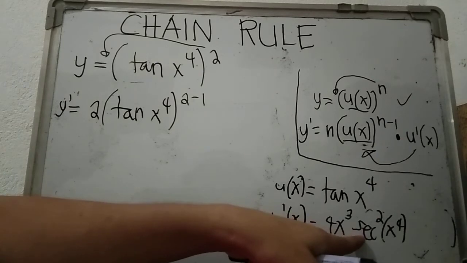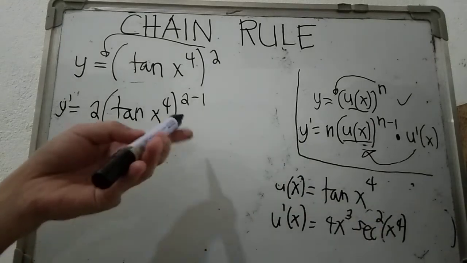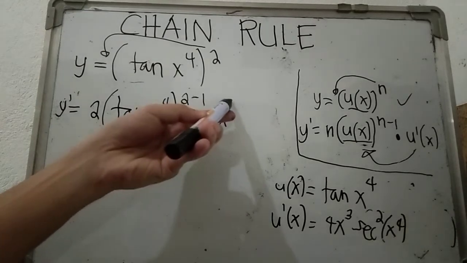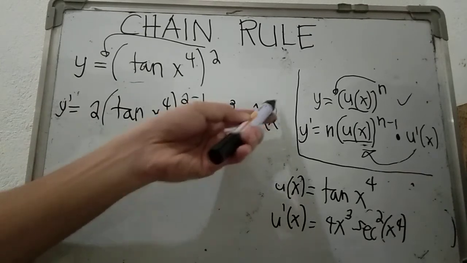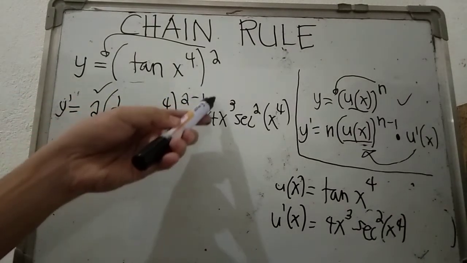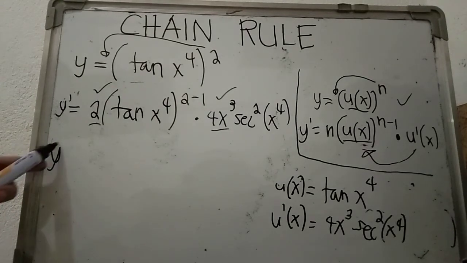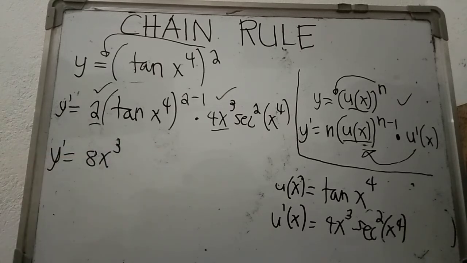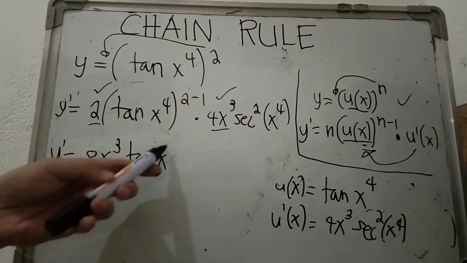4x cubed times secant squared of x to the 4th. So times, copy, you have here 4x cubed secant squared x to the 4. Now you can simplify 2 and 4x cubed. So in simplifying, this is now equal to 8x cubed. And then you can follow tan. What is tan? We have here tan x to the 4th.